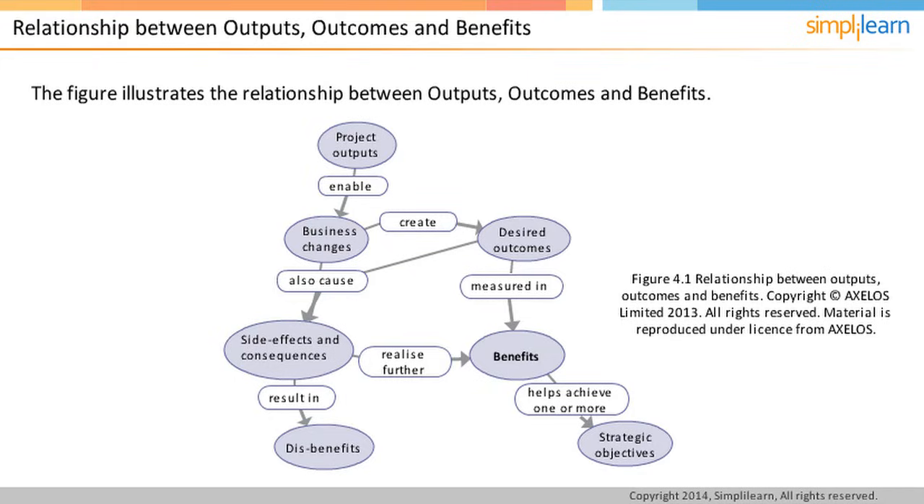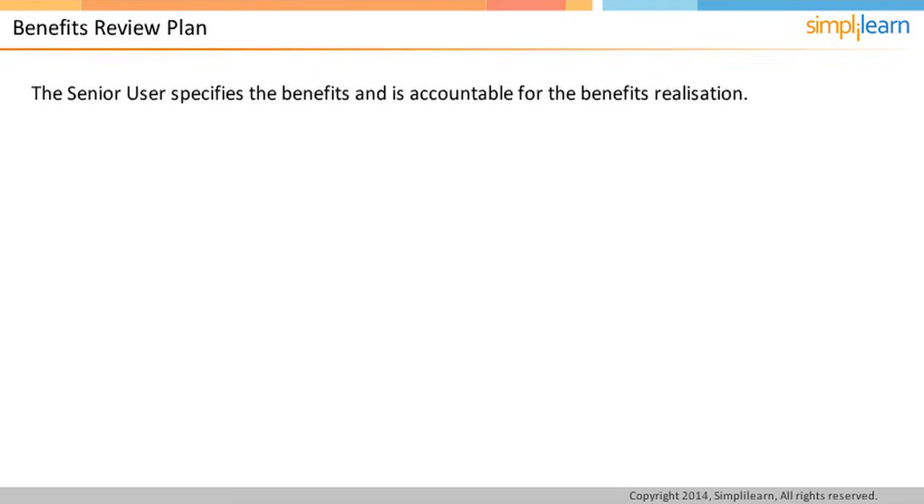The executive is responsible for the business case. However, it is the accountability of the senior user to specify the benefits and ensure the project benefits are realized. The senior user represents the user community who are expected to use the benefits of the project. Senior user is a part of the project board.